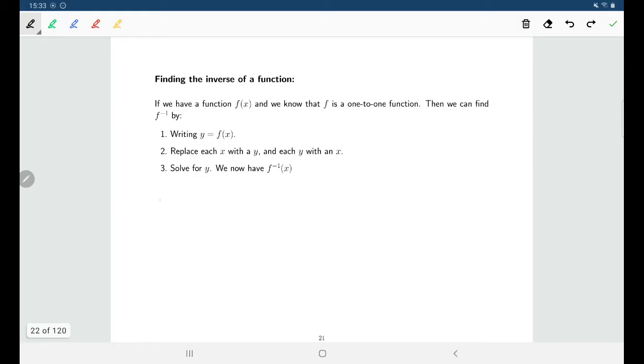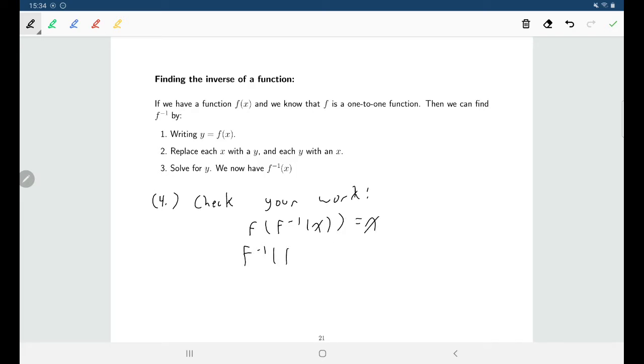And I'll put here a little fourth part, which you could do if you had time, which is you can check your work. Because you know that if you found the correct inverse function, then f composed with f inverse should be equal to x, and f inverse composed with f should be equal to x. Again, that's not strictly mandatory for my class here. I'm not going to require you to always do that when you find the inverse. It's a good idea, though. If you have some spare time in a few minutes, it's always nice to check your work and justify that you're right.